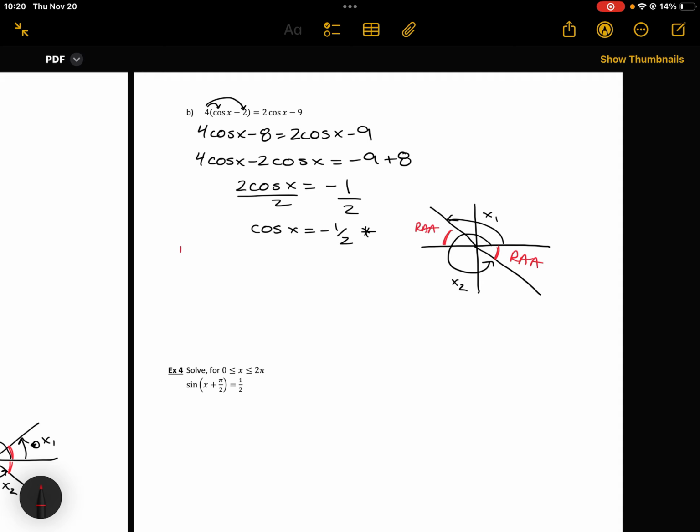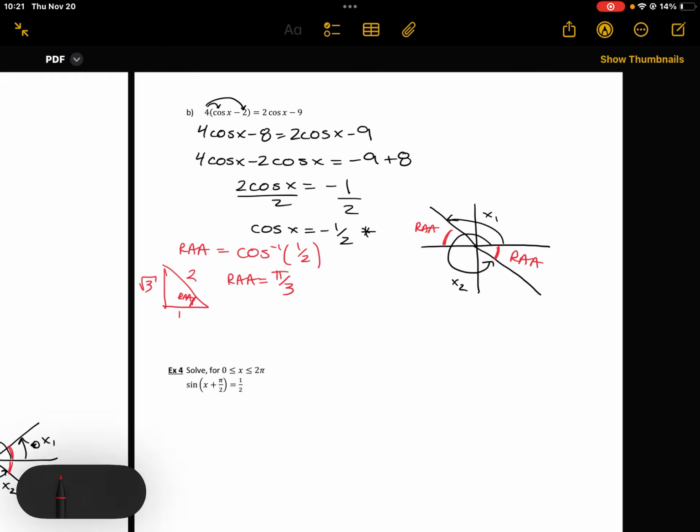My related acute angle I am finding by doing the cosine inverse of the positive version of the ratio. But I know that this is a special triangle. For cosine, this is really the angle that I'm looking for. Cosine is my adjacent side and the hypotenuse, and that makes root 3 my opposite, which means that my related acute angle is pi over 3. Now this is going to let me find my solutions.